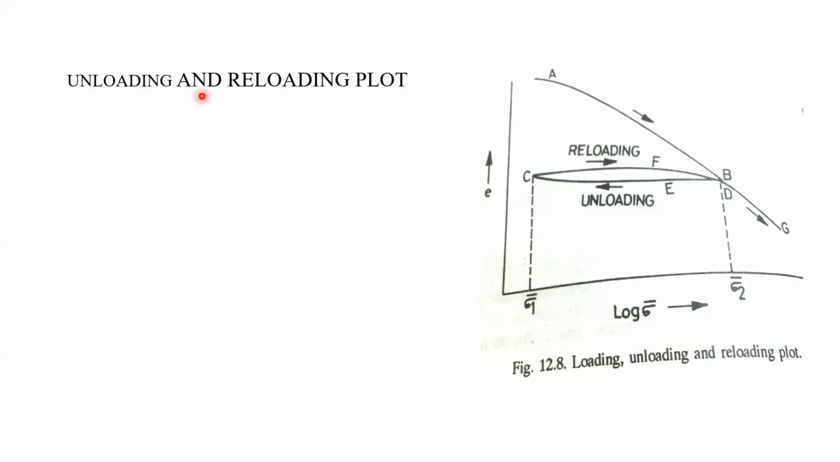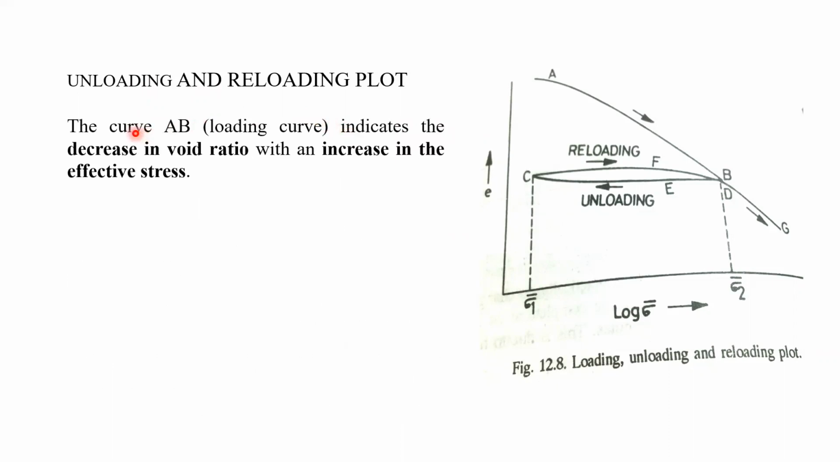What do you mean by unloading and reloading? You can see at the time of experiment, what we are going to do. You are going to put the load on the hanger. So the soil sample is going to be compressed, right? So it is going to be indicated by loading. Loading is going to be indicated by AB. Okay. So it indicates the decrease in void ratio with an increase in effective pressures. So here we can see that we have taken the logarithmic values of effective stress and void ratio. So BEC indicates the expansion curve.